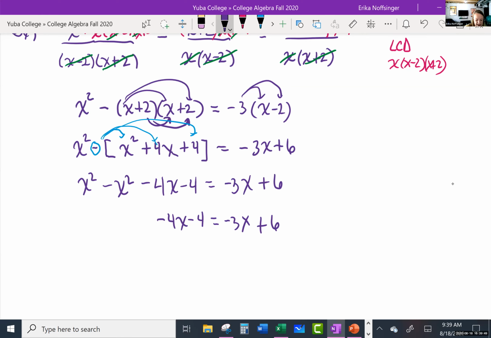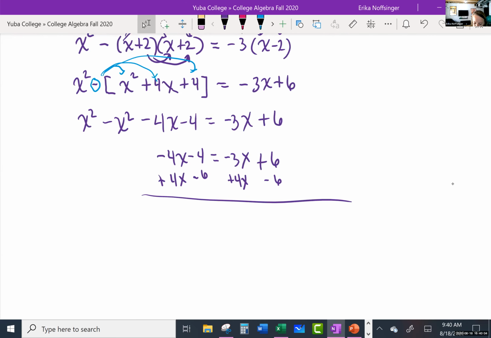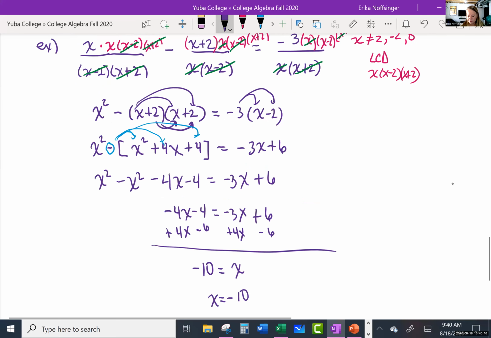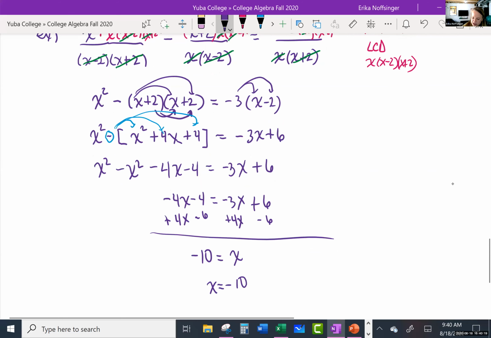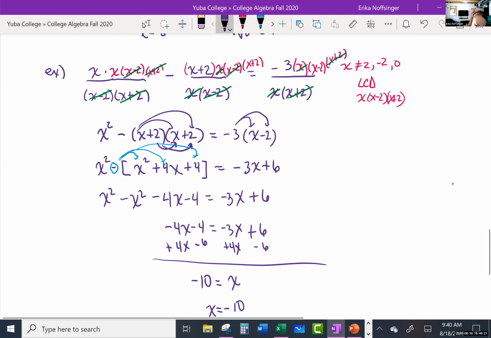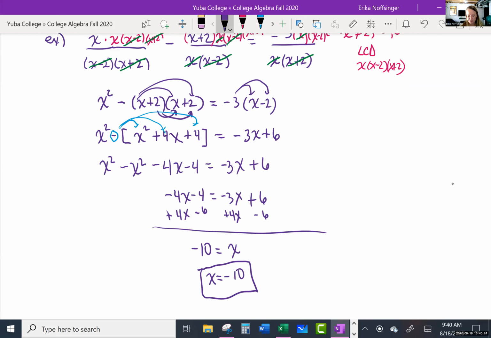So let me, again, add 4x to both sides. Let's just do it here. And if I'm adding 4x to both sides here, let's subtract 6 to get the constant on the left. So negative 4 minus 6 is negative 10, is equal to negative 3x plus 4x is 1x. So x is equal to then negative 10. That's not one of the numbers that we excluded from the original, and so we're okay as long as you did your math right, and x should equal negative 10.